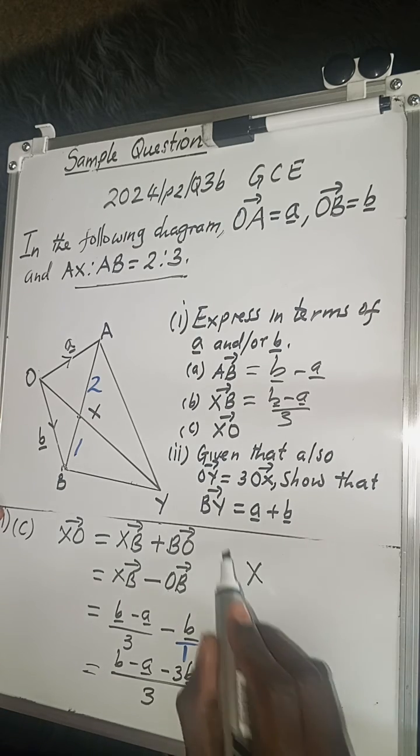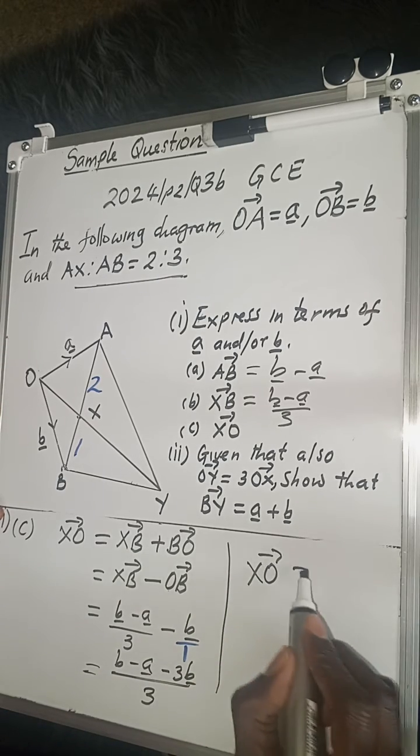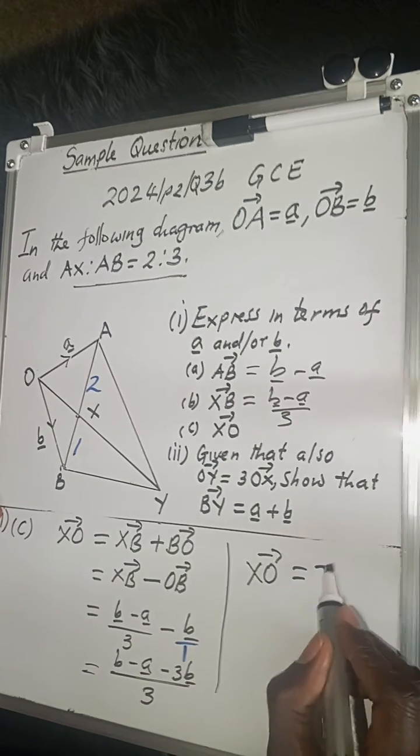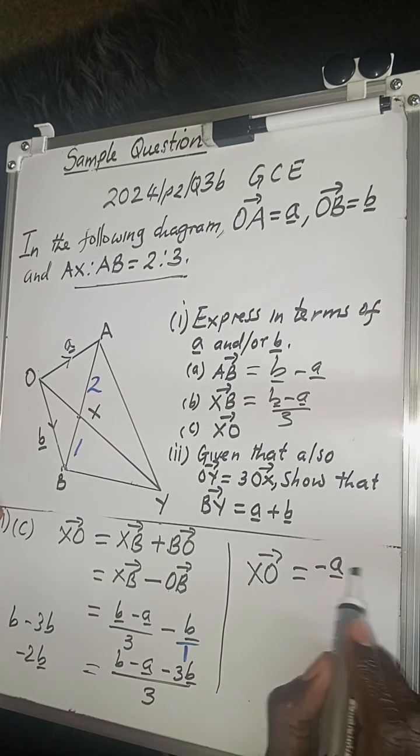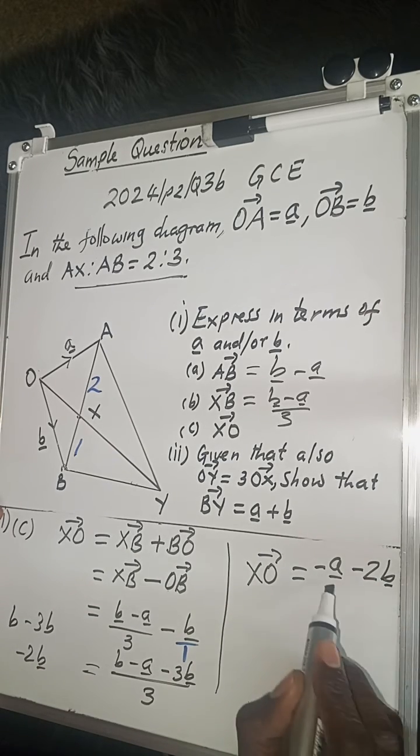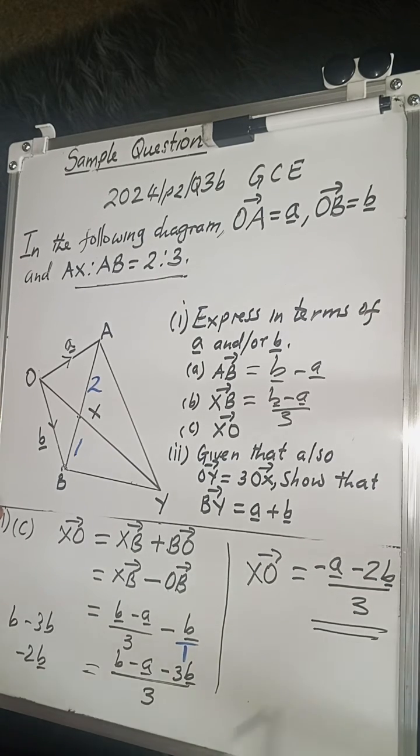So my XO will be equal to, if you notice, negative of vector A. B minus 3B will give you negative 2 vector B. So that would be negative of vector A minus 2 vector B over 3. So you can end there. That is what we mean. All right, so that is your XO there. That is what you needed to do.